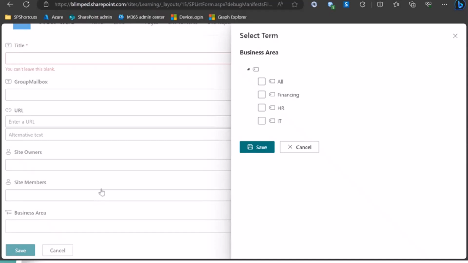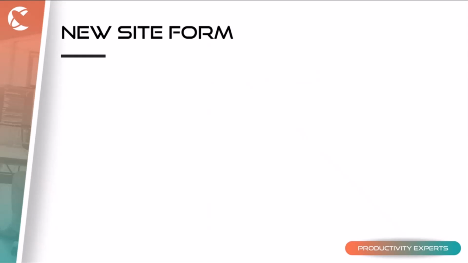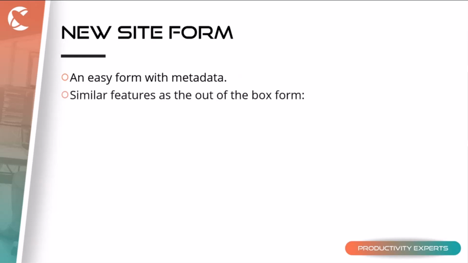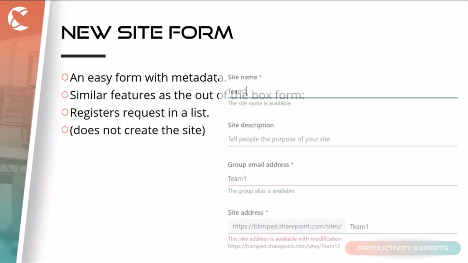So let me jump back to the presentation, because having seen this, how can we use this to create a new site form? What we need is an easy form with metadata, just like what we have seen. It should also have similar features as the out-of-the-box form, of which I have a picture right here. So I want to be able to write a name of the site and for it to validate if that URL is available to us, and to validate if that group mailbox is available to us. This I want to do.